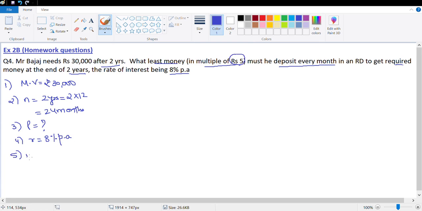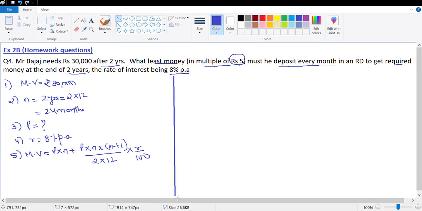So we know our formula: maturity value is equal to P into n plus P into n multiplied with n plus 1 upon 2 into 12 into r upon 100. Let's substitute values and see what we get. He wants 30,000 rupees as the maturity value. Principal we don't know. Time we have 24 months, plus principal into n, that's 24, n plus 1, that's 25, upon 2 into 12 into r upon 100. 12 1, 12 2, 2 1, 2 1, 25 1, 25 4.